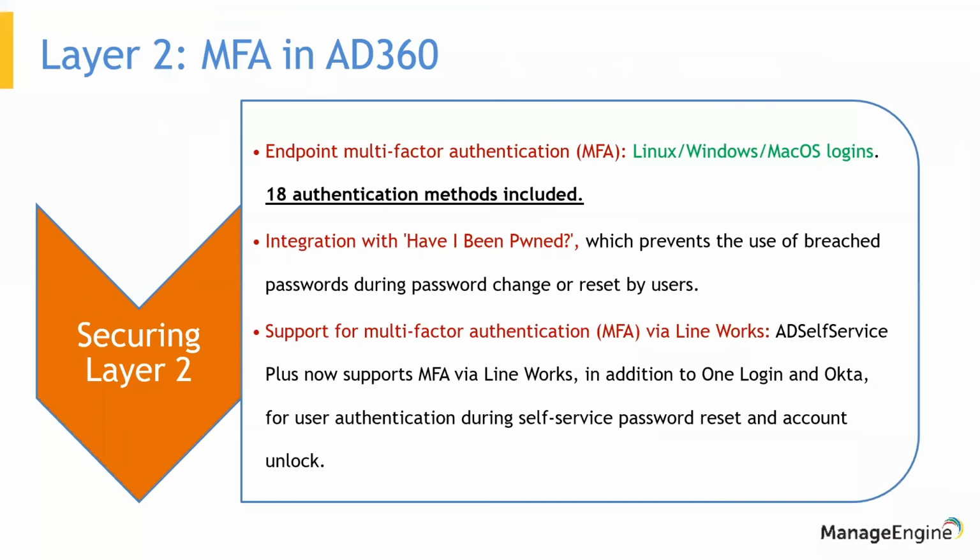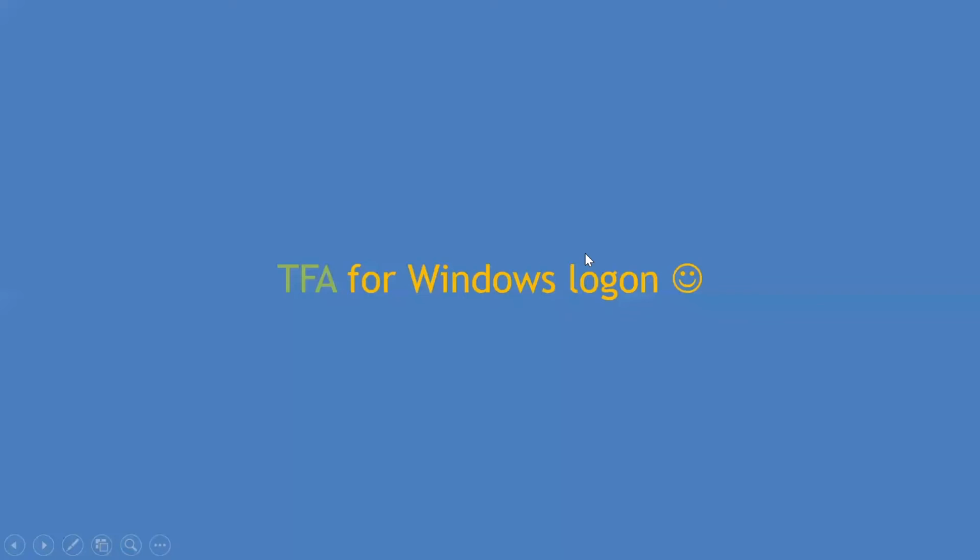So I've already told you that we take care of layer 1. We also take care of layer 2. And to further strengthen layer 1, what we've done here is, we have integrated AD Self-Service Plus with a blacklisted password repository, okay, called Have I Been Pwned? Okay, so you will be able to prevent users from setting compromised passwords because we have this third-party integration available.